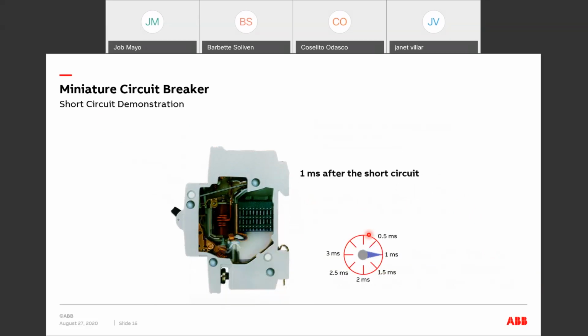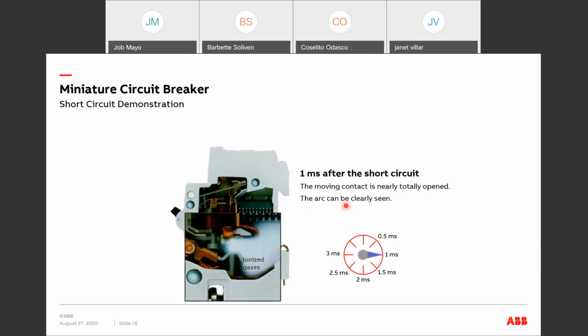So at 1 millisecond, I would see a cloud-like picture within the arc extinguishing system. The moving contact is nearly opened at 1 millisecond. And as you can see, the arc can be clearly seen as ionized gases, a cloud-like image in between the contacts.